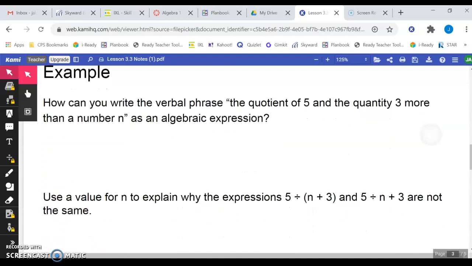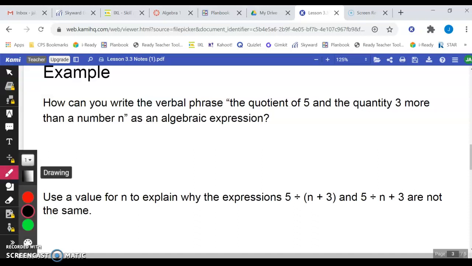So for my first example, how can you write the verbal phrase, the quotient of 5 and the quantity of 3 more than a number n as an algebraic expression? So the quotient of means I have to divide. And it looks like I'm dividing 5 and the quantity 3 more than a number. So that means 3 more than a number, n, would be my other number that's in my division, because quotient is the answer to a division problem. And I'm dividing 5 and the quantity of 3 more than a number, n.